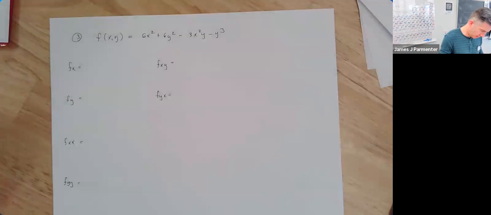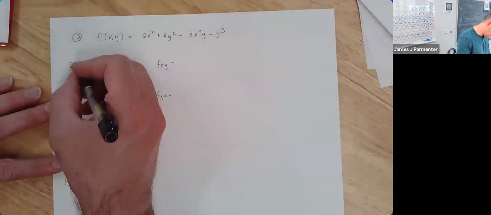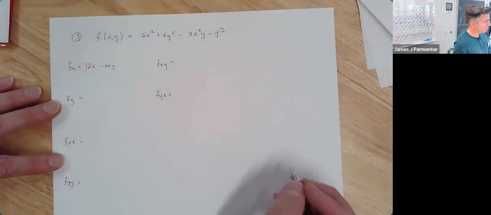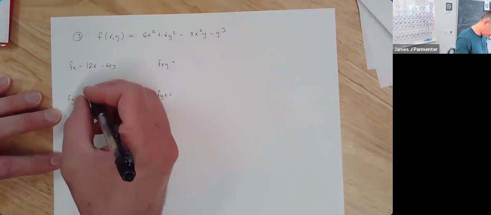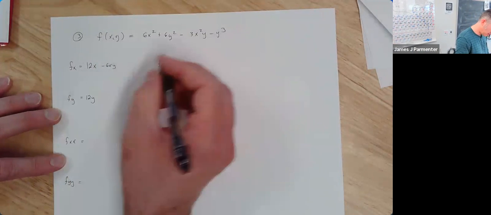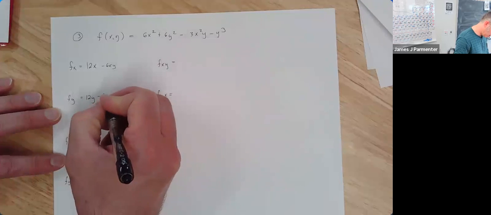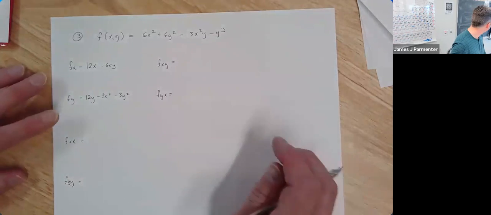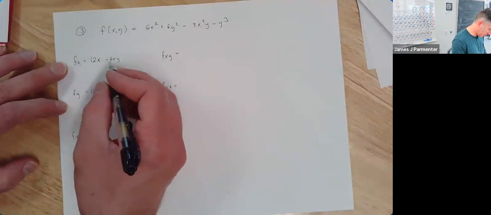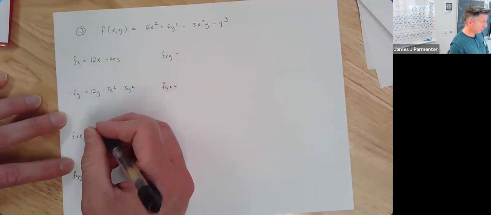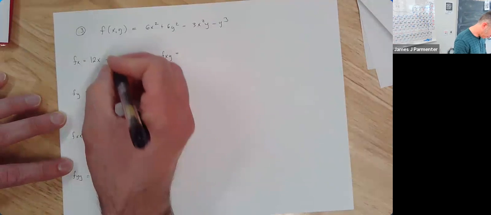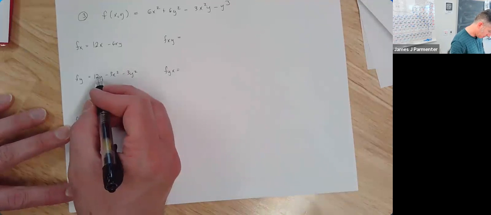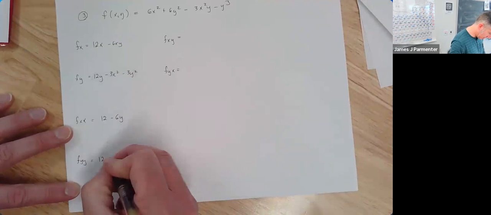All right, let's go ahead and take a look at these. So fx shouldn't be too bad. It's 12x plus 0 minus 6xy minus 0. Fy is 0 plus 12y. Derivative of minus 3x squared y is minus 3x squared. Derivative of y cubed is minus 3y squared. Okay, seems all right. For fxx, we're just going to get 12 minus 6y, right? Sorry, I almost said 12. All right, derivative here is 12. Derivative here is minus 6y. So the derivative of x is just 1. And then for fyy, 12 minus 0 minus 6y.